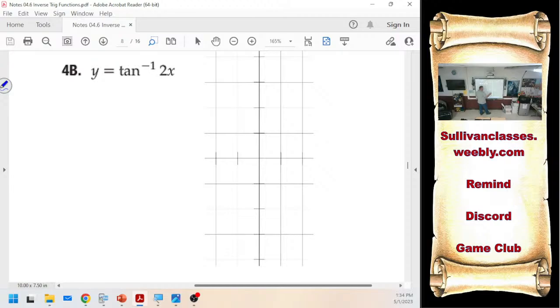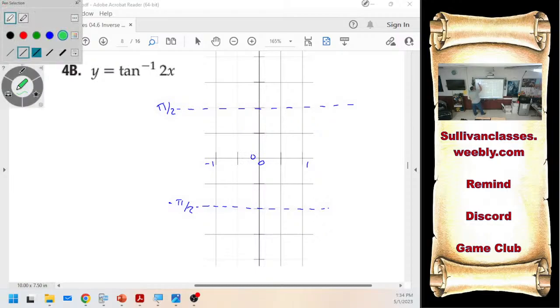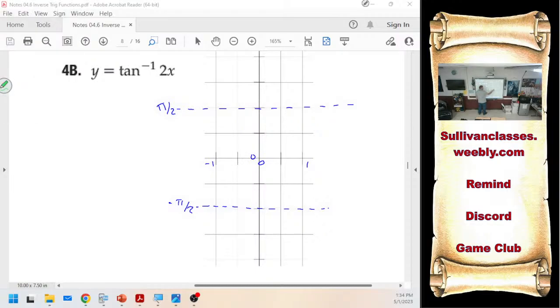Tangent. Normally, at negative pi over 2 and pi over 2, I have asymptotes. Normally at negative 1 and 1, 0, 0, there we go. I would say that the arctangent of 1 is pi over 4. The arctangent of negative 1 is negative pi over 4. I'd connect the dots like so.